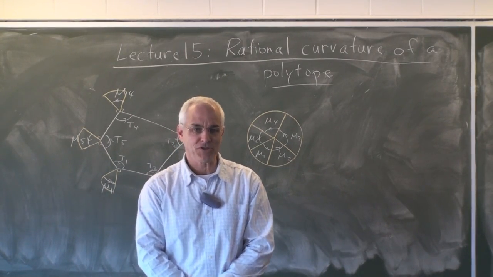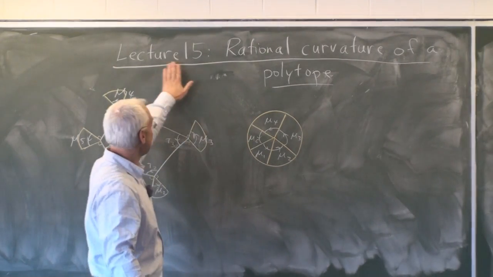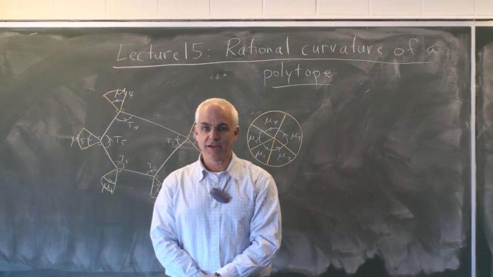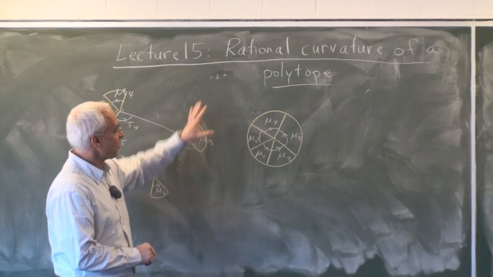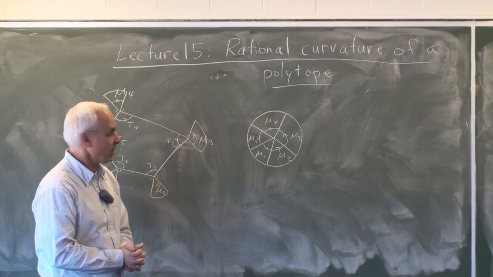All right, welcome. So today we are in lecture 15 of this course on algebraic topology. We're at the University of New South Wales and I'm Norman Wildberger. Today we're going to talk about rational curvature of a polytope.